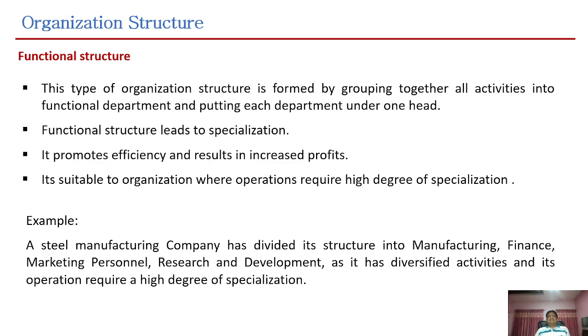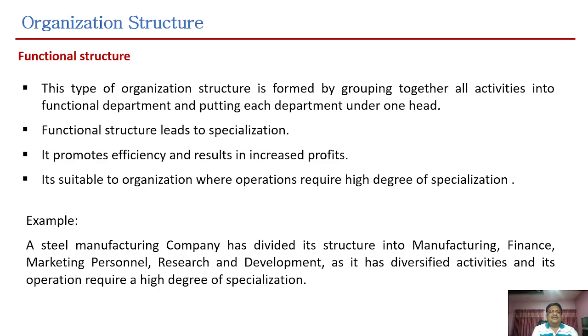So the functional structure is formed by grouping together all the activities into functional departments and putting each department under one head. Means the different functions performed are the base of this department formation. Functional structure leads to specialization, means finance people, then production people, then marketing people. Like that, this specialization will be there. It promotes efficiency and results in an increase in profit. So this is the specialization which we can do.